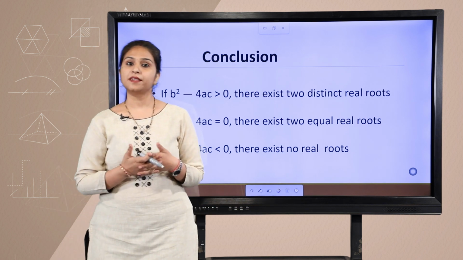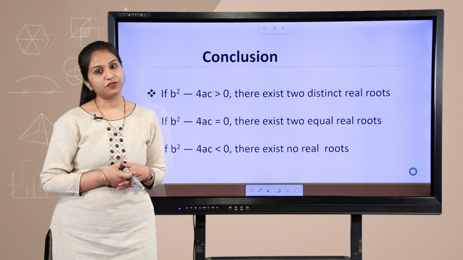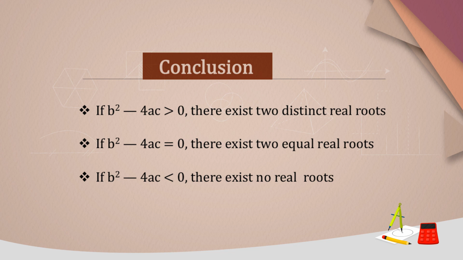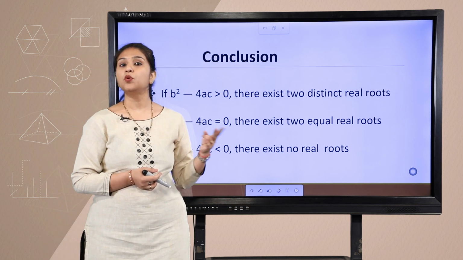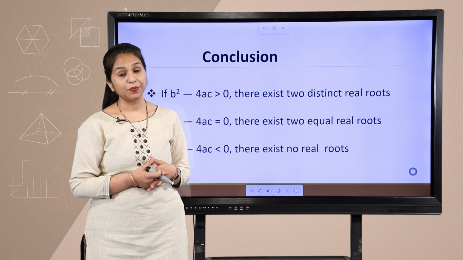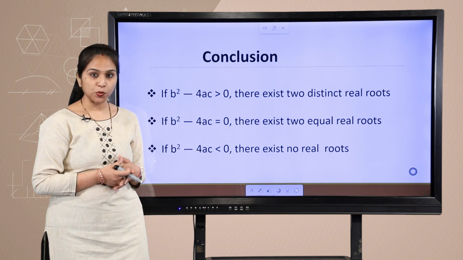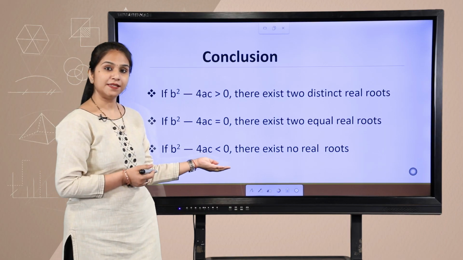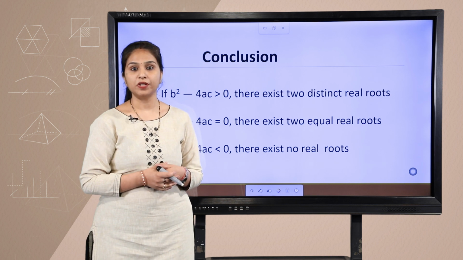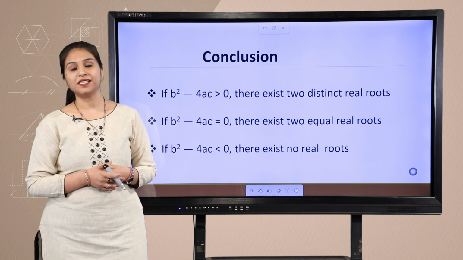Now your next topic is the conclusion. Children, now let us summarize the things about the nature of roots. So here we have three cases. Nature of roots completely depends on the value of the discriminant. If it is greater than 0, there exist two distinct real roots. This will be the nature of roots, means we will find two roots and both the roots have different values. But when the discriminant is equal to 0, in that case also we will have real roots, but the roots will be equal, and when it is less than 0, then there exist no real roots. Now children, this is about nature of roots.